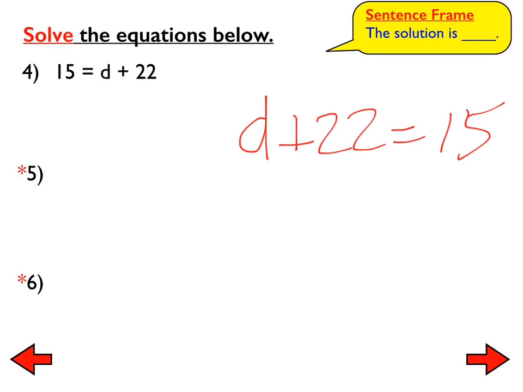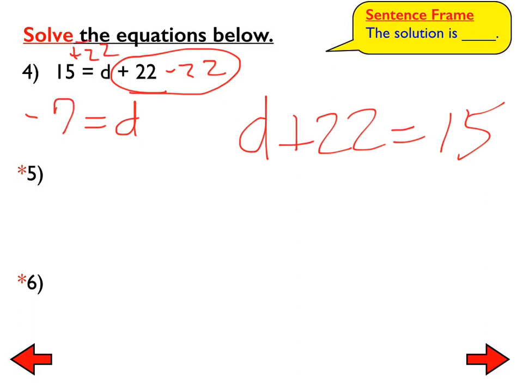I'm going to do this both ways: the original problem and then the one where I put the variable part on the other side. So I'll do the original problem first. Obviously, I need to subtract 22 from both sides. And why do I need to do that? Because I'm trying to make sure that I'm using inverse operations. And so we know that d equals negative 7 after I add the opposite. 15 plus negative 22 is negative 7. So the solution is d equals negative 7.